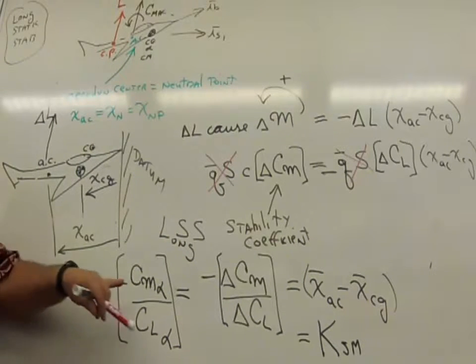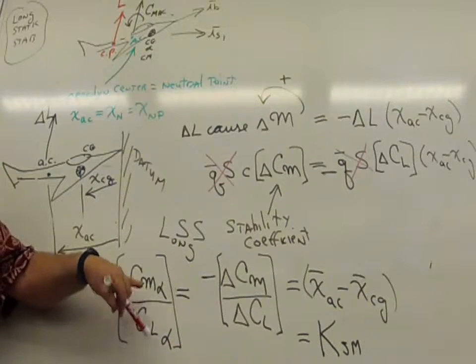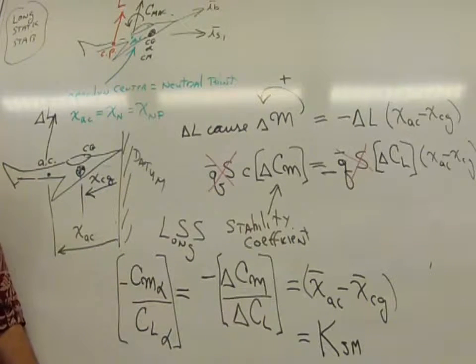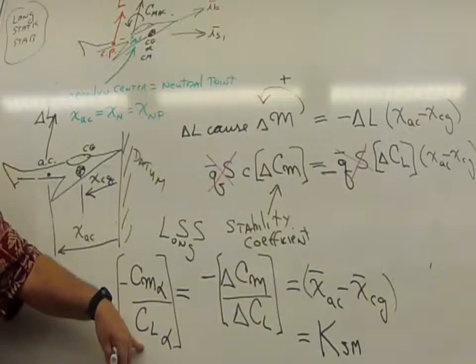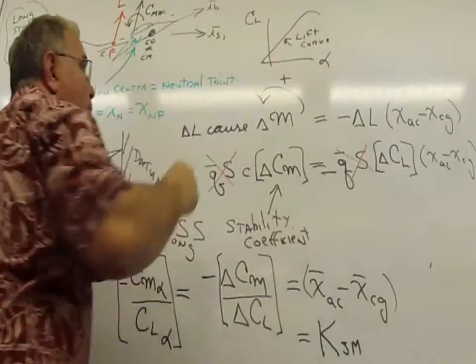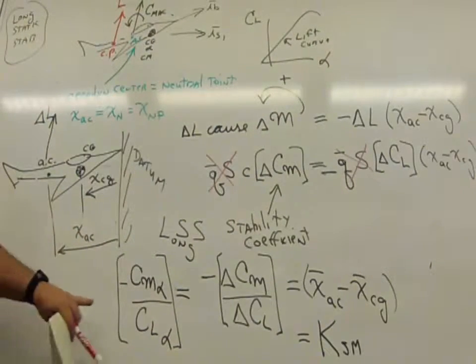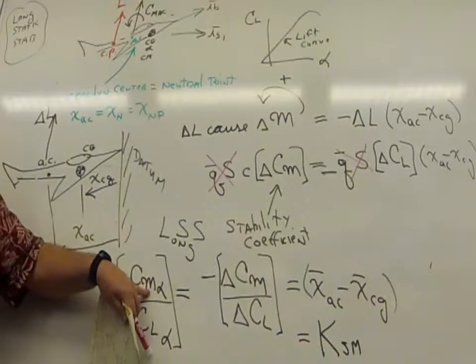So what does Cm alpha have to be to make a positive static margin? This is the lift curve slope, right? CL alpha is the lift curve slope. And its slope is always positive, a little less than 2 pi probably. So if this number is always positive, what can I say about Cm alpha for a stable airplane?